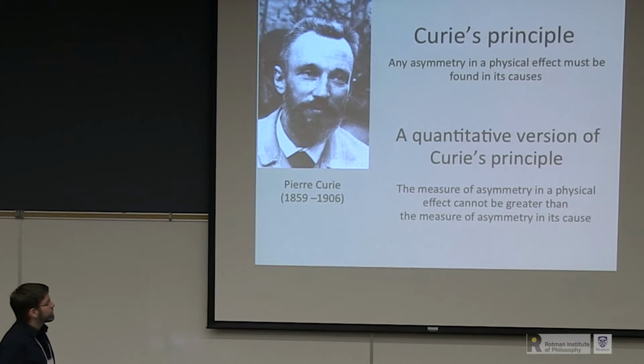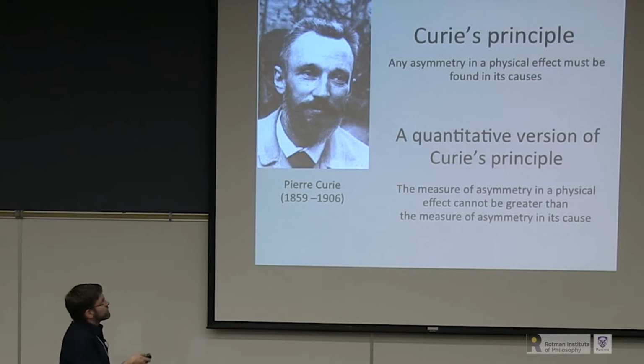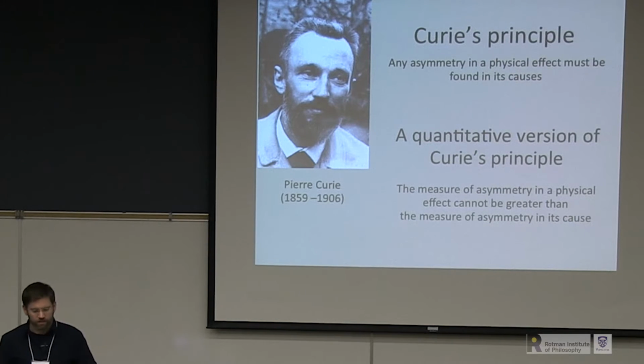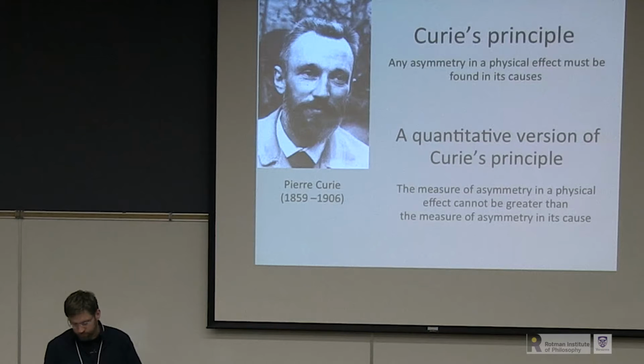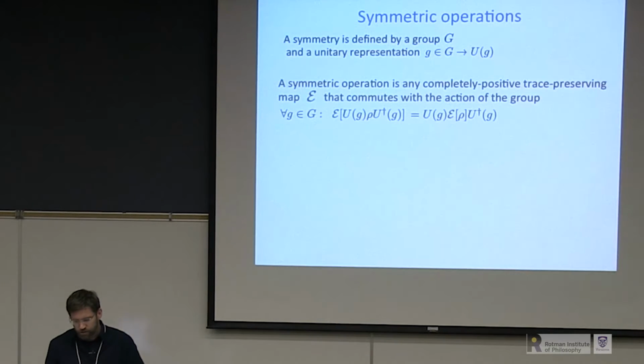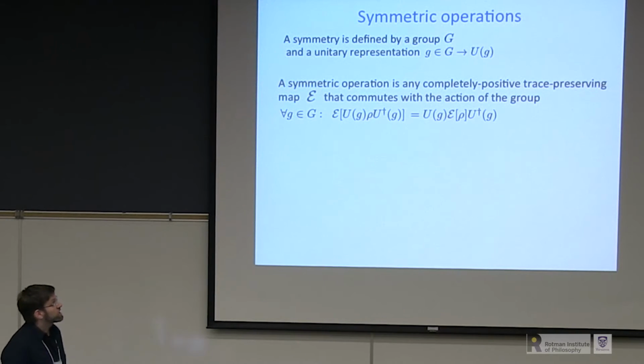So you can think of the resource theory of asymmetry as essentially trying to formalize this notion, this quantitative version of Curie's principle. So let's do it. The first thing we need to define a resource theory is just to define the free operations. So in this case, they're symmetric operations.